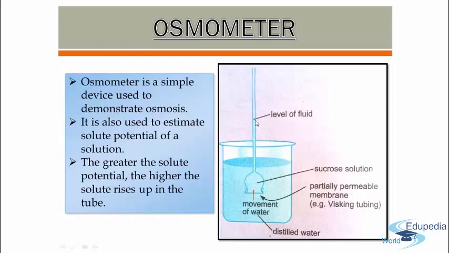The osmometer can demonstrate the balance between osmotic and physical force. Water passes through the membrane into the sucrose solution until the pressure of the weight of the column of water halts it. At this point an equilibrium is reached and the osmotic and physical forces are equal and opposite.